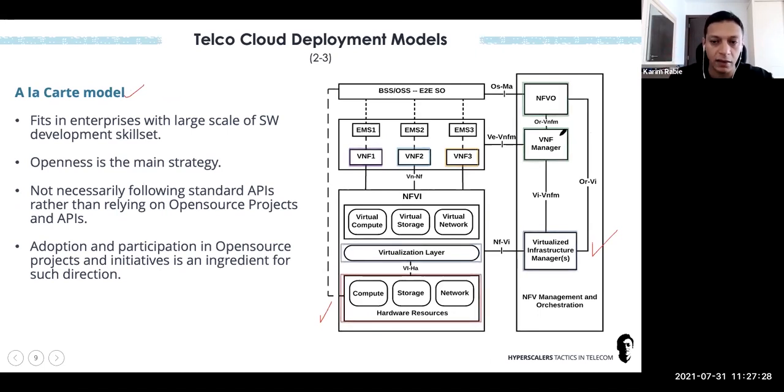AT&T had their own army of developers. They had a great contribution in open source, leading open source initiatives. So they had this mindset and they went in this direction. But we will see in the coming slides how their way of thinking changed over the years. For the time being, I'm showing you the model that was adopted by AT&T and maybe NTT Docomo at that time: we will go for an a la carte model, we will pick the best of breed in each domain, and we will do the integration by ourselves.